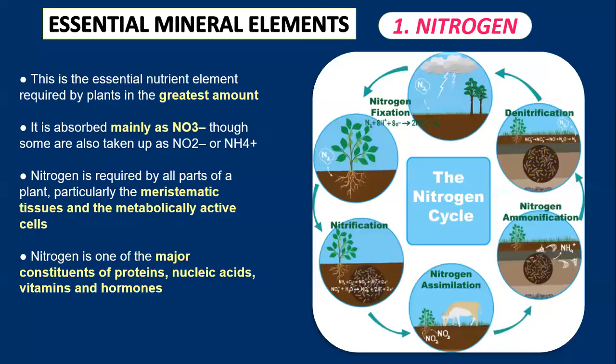So let's discuss one by one. The very first essential mineral element that we are going to discuss is nitrogen. Nitrogen is the essential mineral element which is required by the plant in the greatest amount. This is a very, very important point. It is mainly absorbed in the form of NO3 minus.